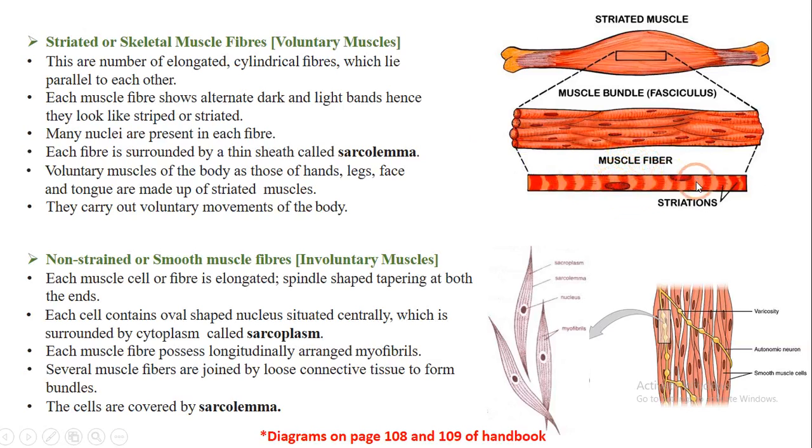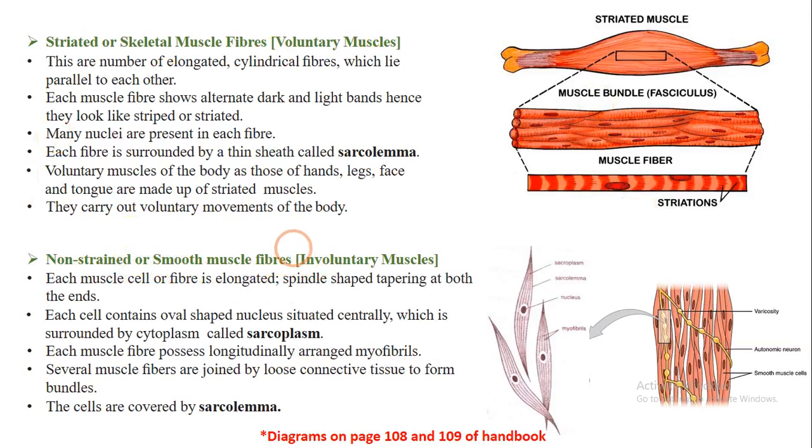Now there are many nuclei present in each fiber, and each fiber is surrounded by a thin sheet which is called the sarcolemma. So all the voluntary muscles of your body, that is your hands, legs, or you can say the face or the tongue, are made up of these striated muscles, and they perform the function of carrying out the voluntary movement in your body.